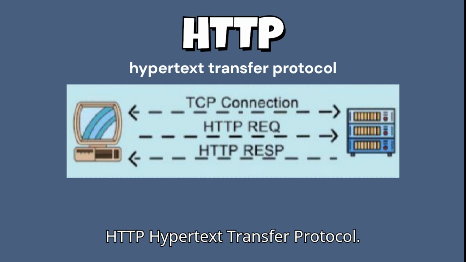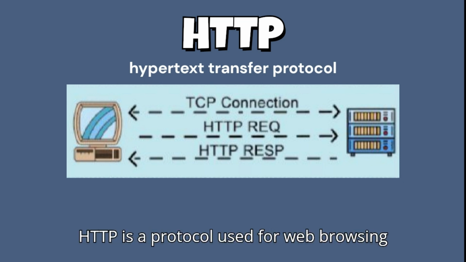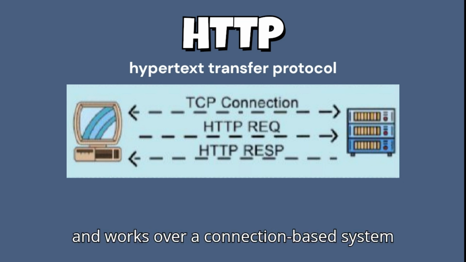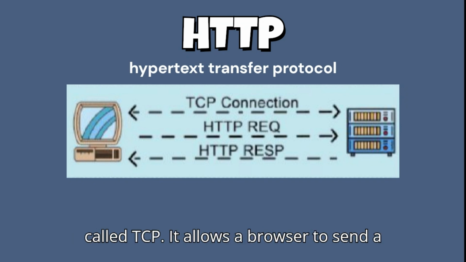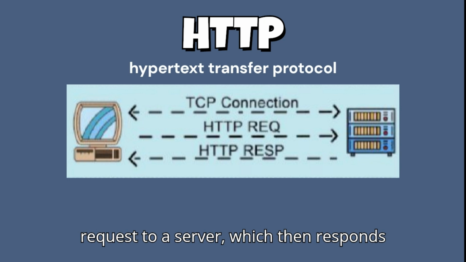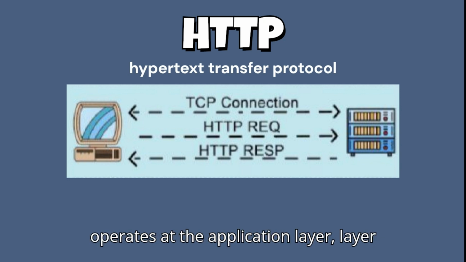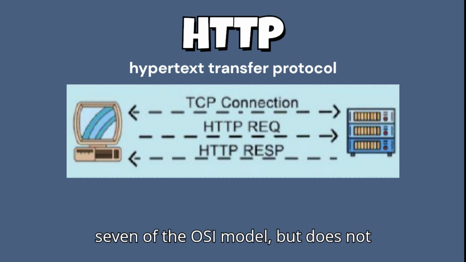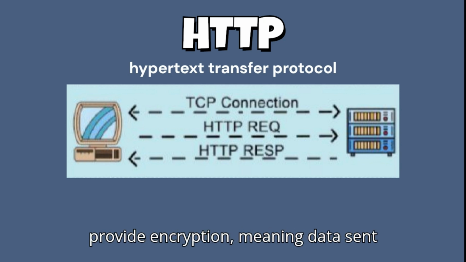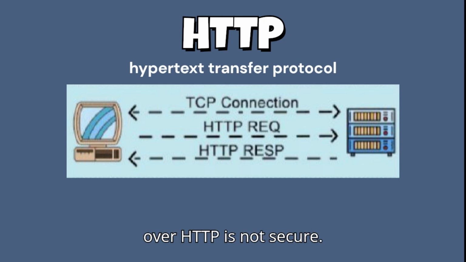HTTP, Hypertext Transfer Protocol. HTTP is a protocol used for web browsing and works over a connection-based system called TCP. It allows a browser to send a request to a server, which then responds with data, such as a web page. It operates at the application layer, layer 7, of the OSI model, but does not provide encryption, meaning data sent over HTTP is not secure.